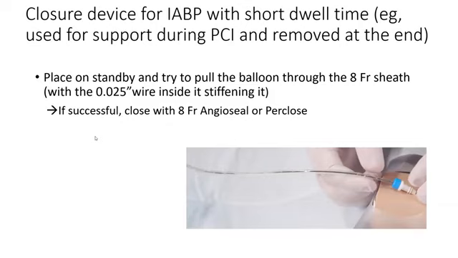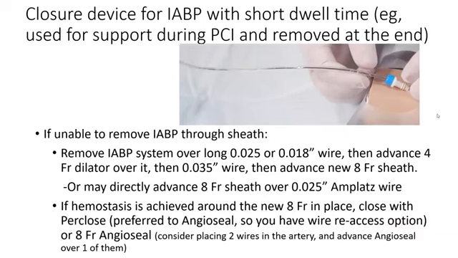If you manage to pull it through that sheath, great. Then you can use an 8 French Angioseal or 8 French Perclose. Now, if you don't manage to pull it, if you're not able to pull it through that 8 French sheath, the catheter has lost its profile, the balloon is too unfolded, you pull the whole system out while leaving the wire in, especially that long 025 or 018-inch stiff wire.